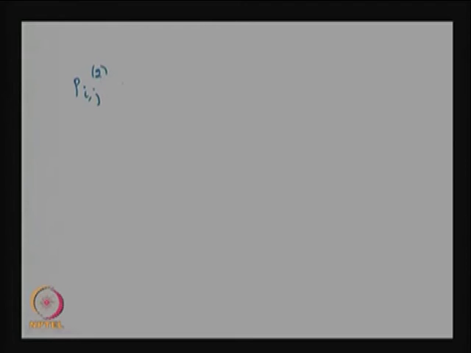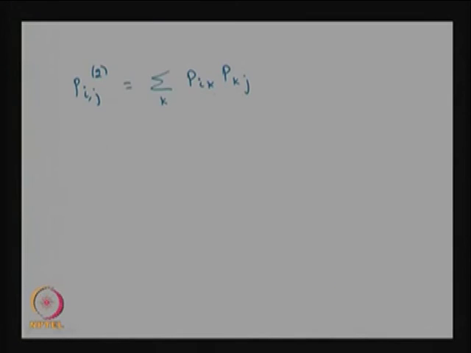Therefore, the two step transition probability of i to j is the same as the sum over all possible values of k of the one step transition probability of the system moving from i to k and the one step transition probability of k to j. So, this product will give the two step transition probability of the system moving from the state i to j, summed over the possible values of k, the system moving from the state i to k and k to j.